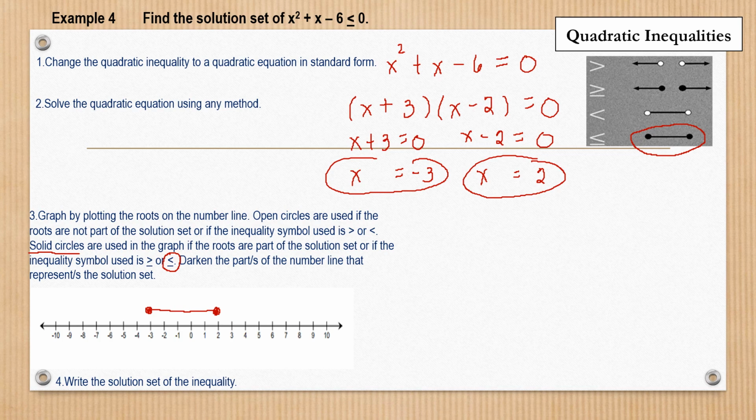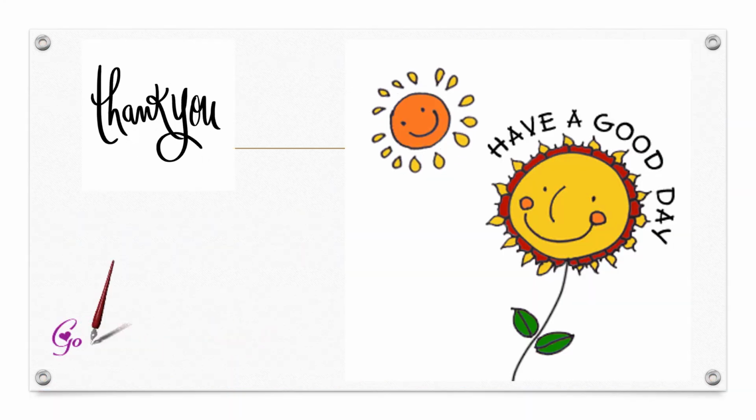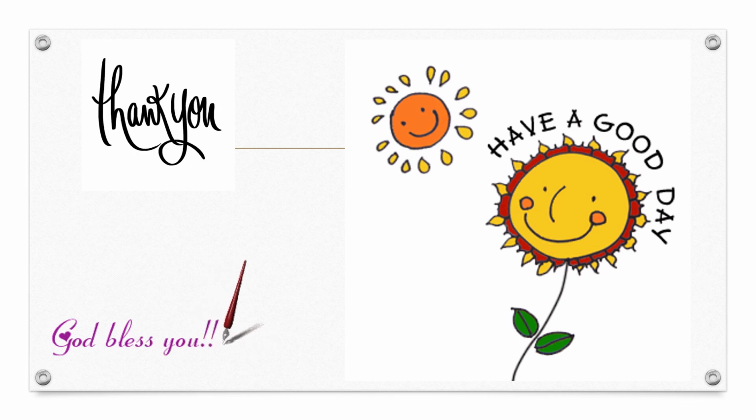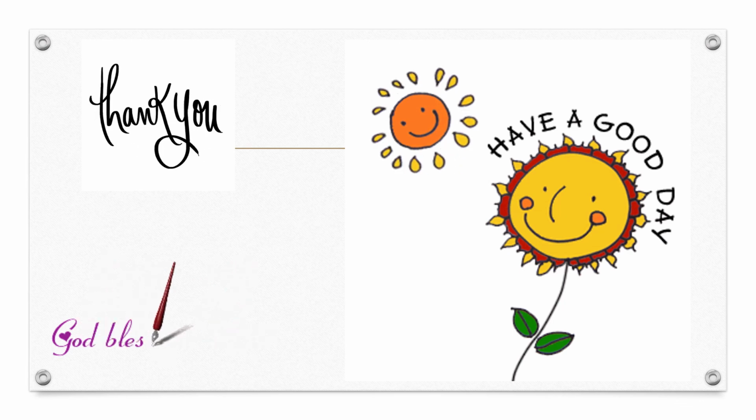So how do we write our solution set? The solution set of the inequality is the set of all x's such that x is greater than or equal to negative 3 but less than or equal to positive 2. So that is how we solve quadratic inequalities in one variable. Thank you very much.